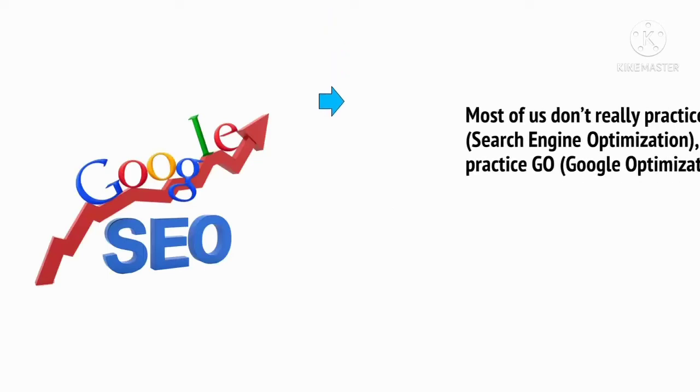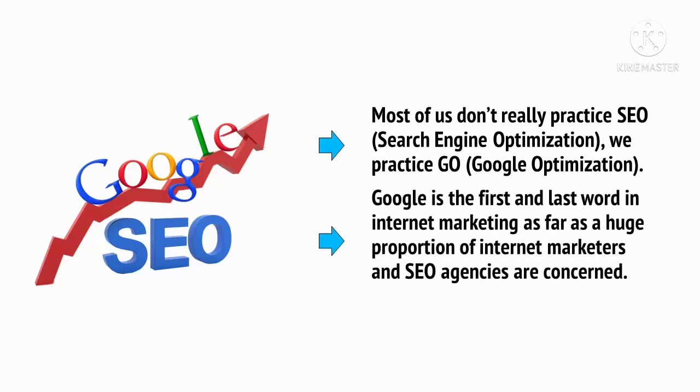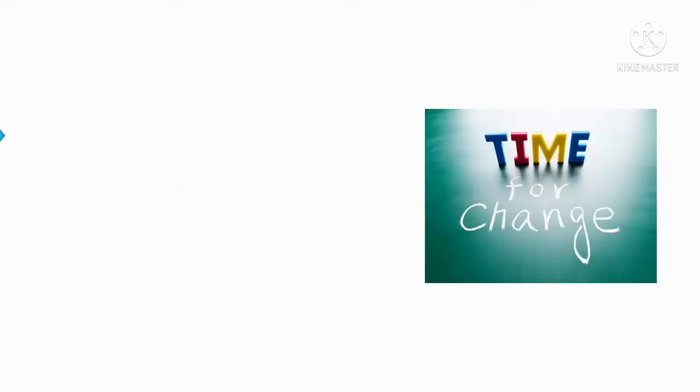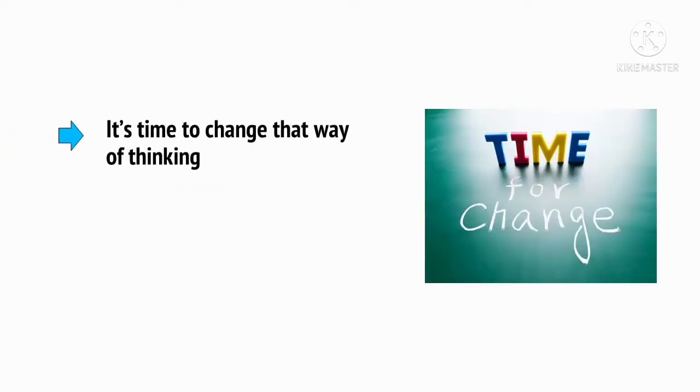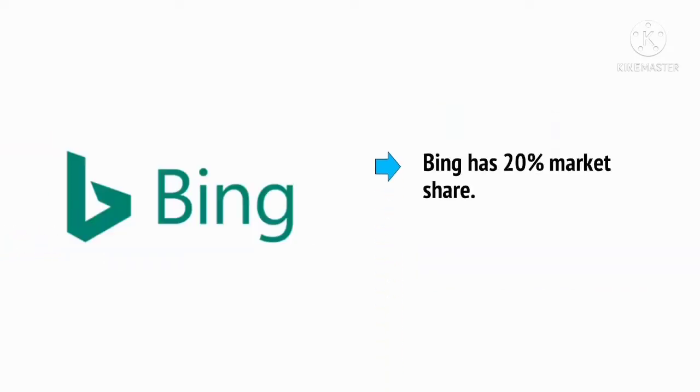Now, let's be honest, most of us don't really practice SEO, search engine optimization. We practice GEO, Google optimization. Google is the first and last word in internet marketing as far as a huge proportion of internet marketers and SEO agencies are concerned. It's time to change this way of thinking. But why? Why break the habit of a lifetime? Well, for starters, Bing has 20% market share. Well, that woke you up, right?